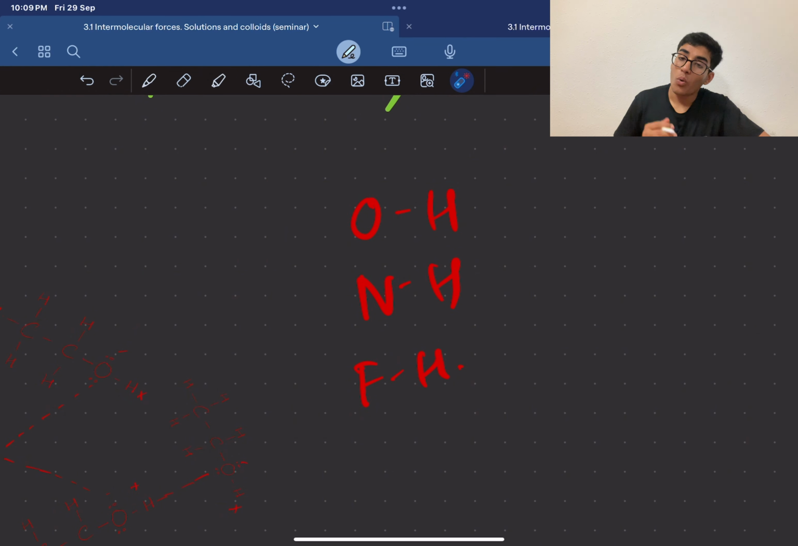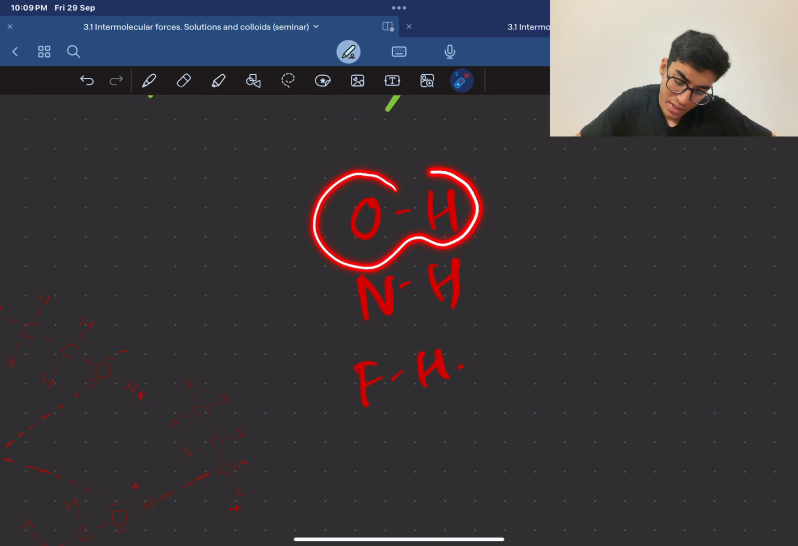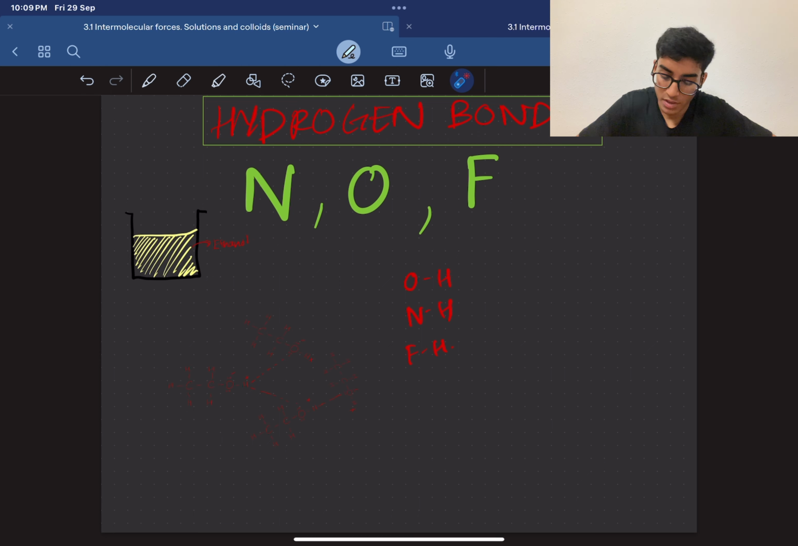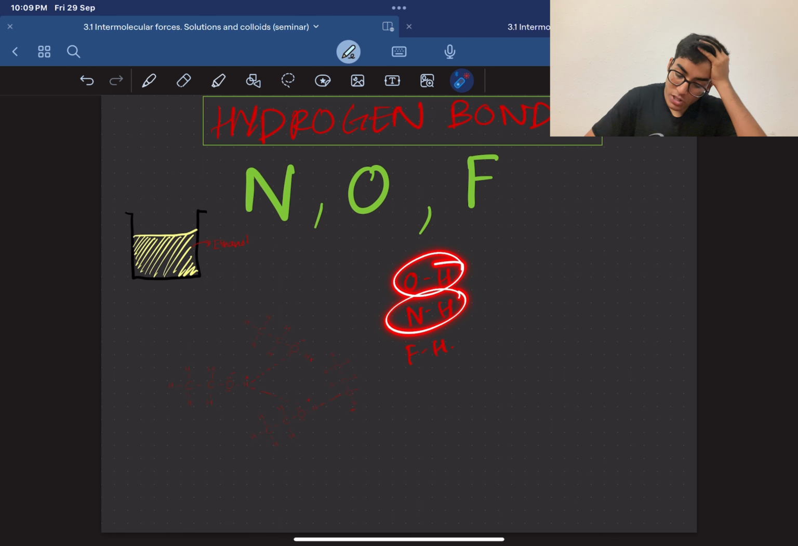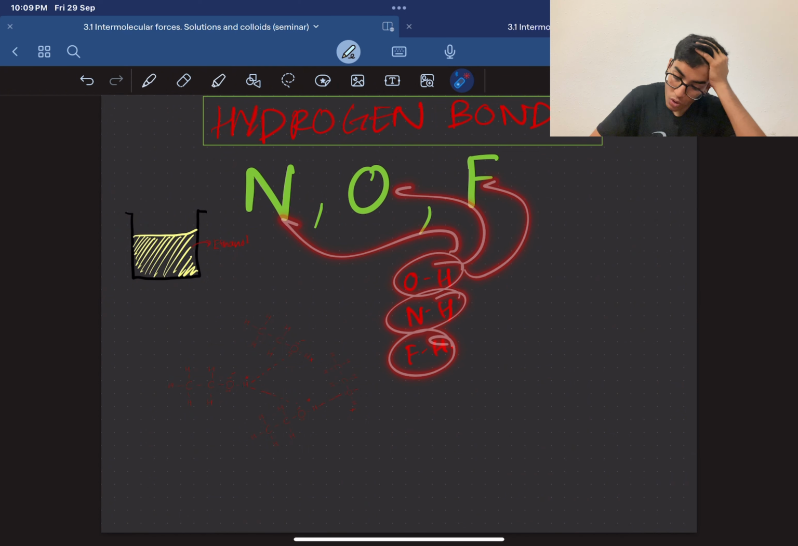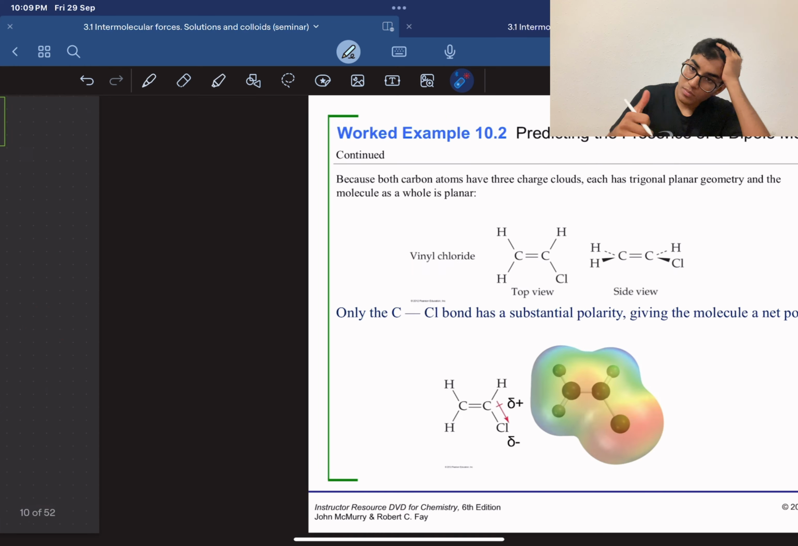Understand? Why is this? Simple logic. I'm just going to explain: because of the electronegativity, they have these positive and negative charges. That's the reason. These are hydrogen bonds. Just remember simply OH, NH, FH forming bonds with N, O or F. Boom. Done.